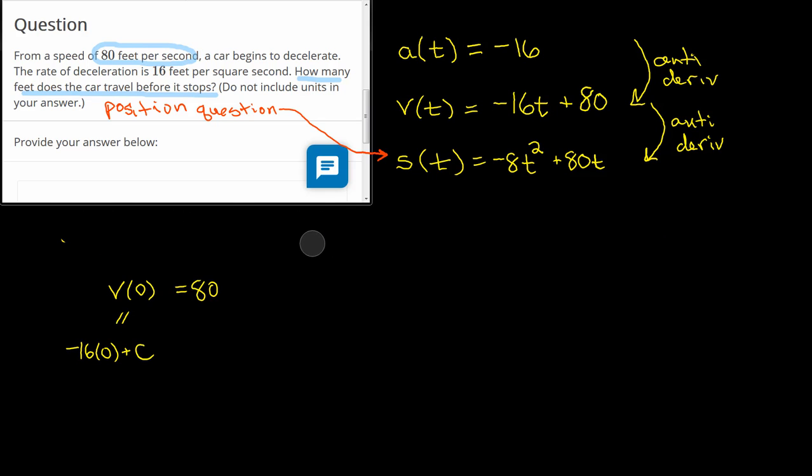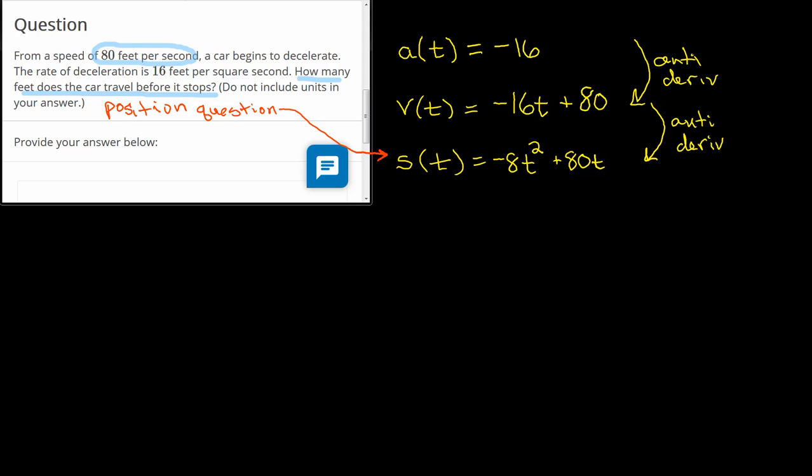Okay, so now where are we at here? Okay, so now I think we have everything we need. We've got the position function, so that's good because the question is ultimately about position. But I still feel like we're not out of the woods yet. How many feet does the car travel before it stops?